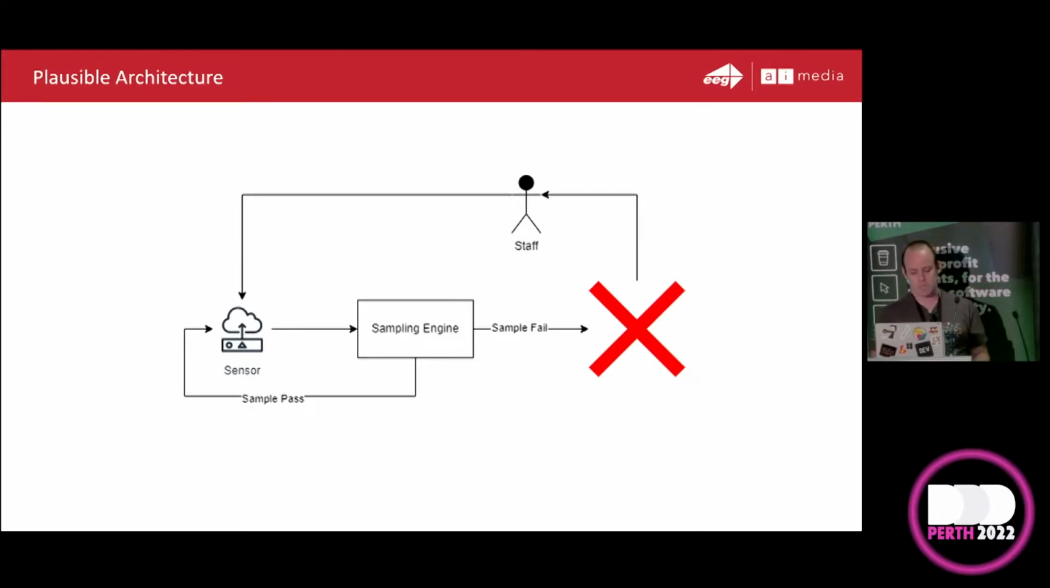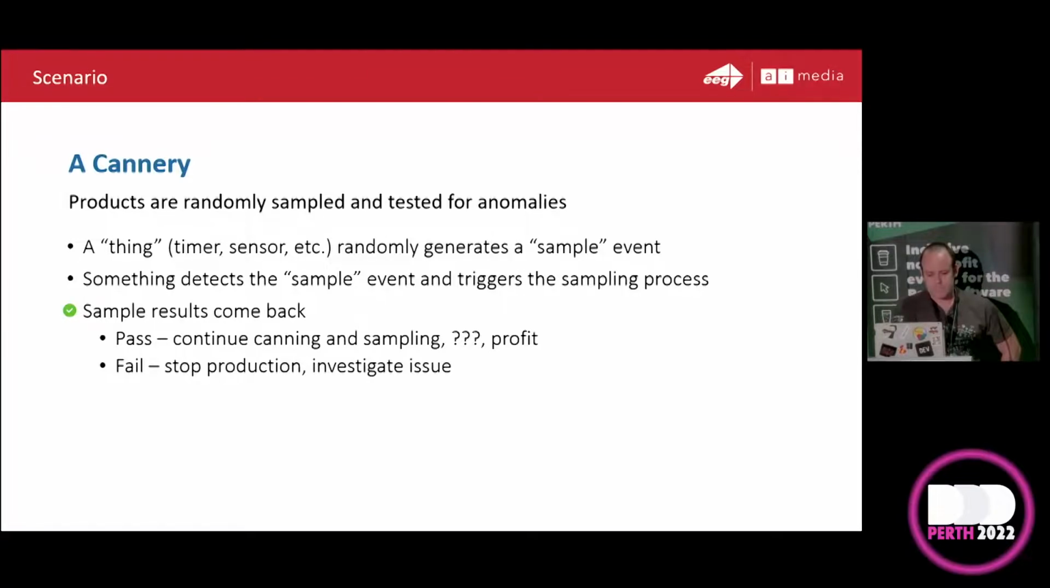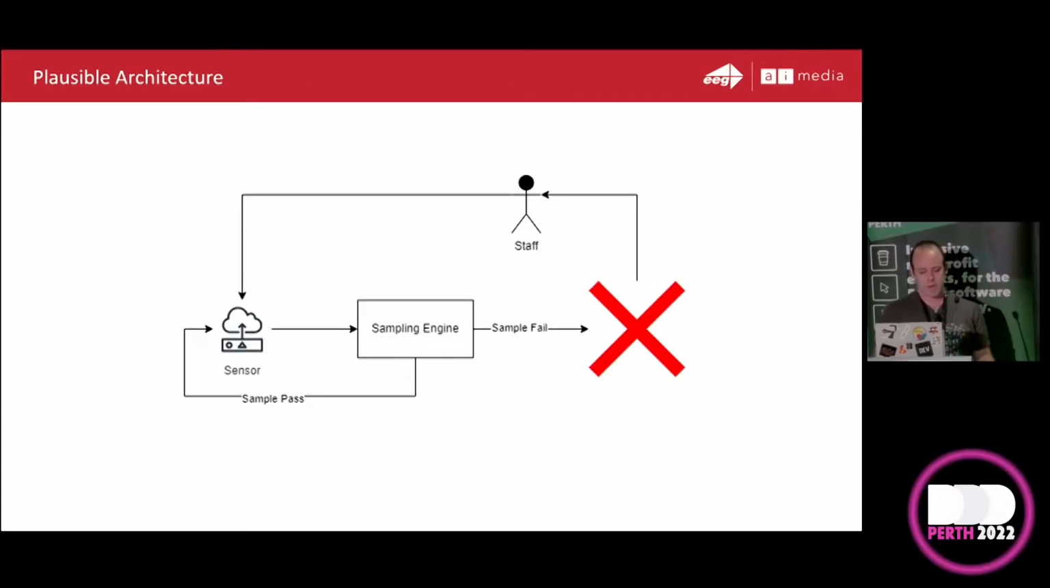There's not a lot of information going on here, but I can almost guarantee that there are architecture diagrams like this out in the wild. So all we can really tell from this with any great certainty is that when we get sample results back, we do something with those sample results, right? We could see those data flow labels, the sample passed and sample failed. That's the only real certainty we can get out of this architecture diagram.